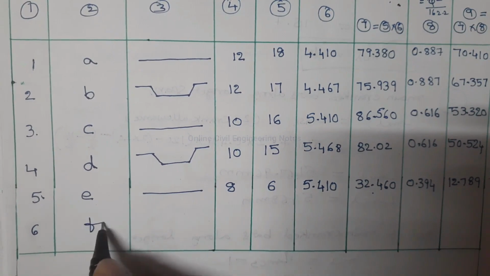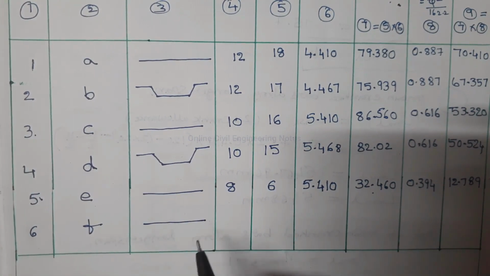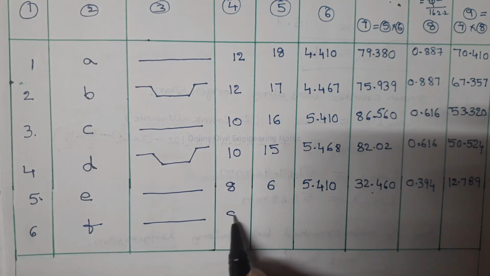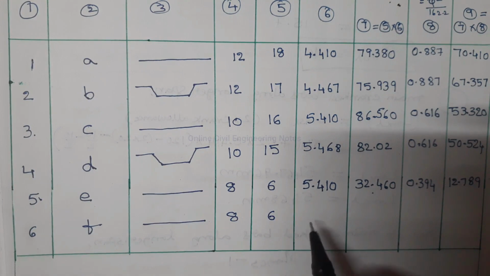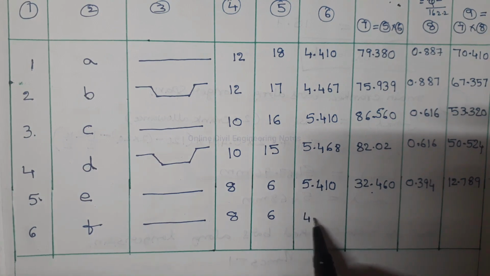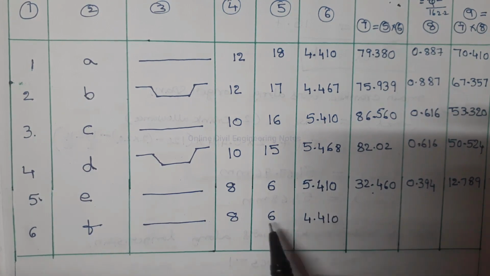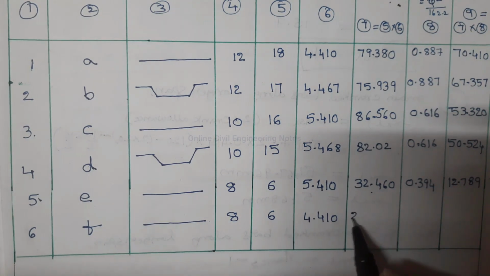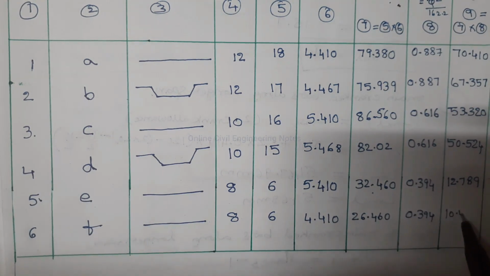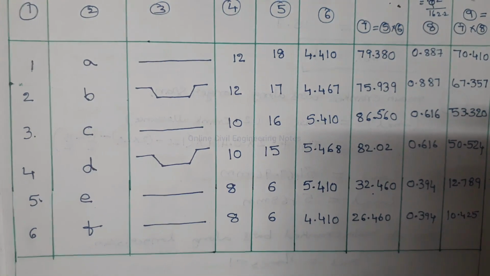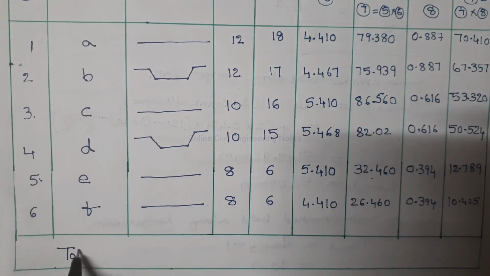Last bar is hanger bar along the longer span. Diameter 8 mm. Number of bars 6. Length of hanger bar is equal to length of main straight bar in shorter span, which is 4.410 meters. Total length 6 into 4.41, 26.460 meters. Weight per meter length is equal to 0.394. Total weight is equal to 10.425 kgs.